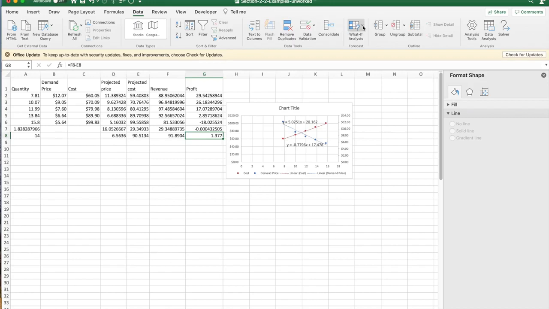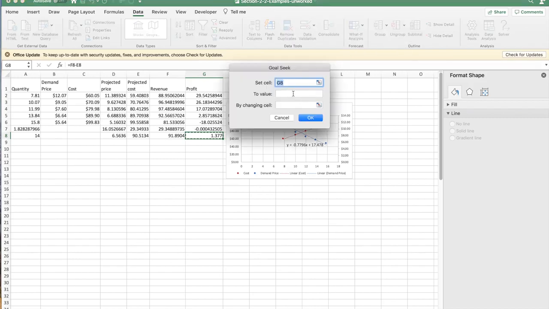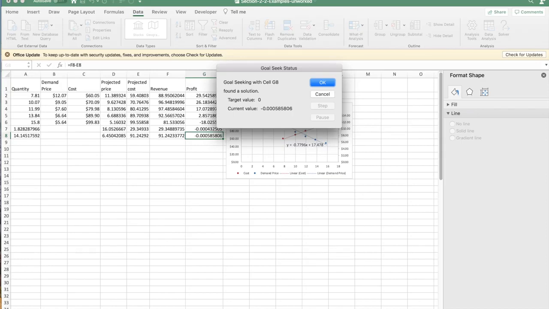I do the same thing with my second candidate break-even point. I'd like G8 to be 0 by changing A8. And I get my second break-even point at 14.145.